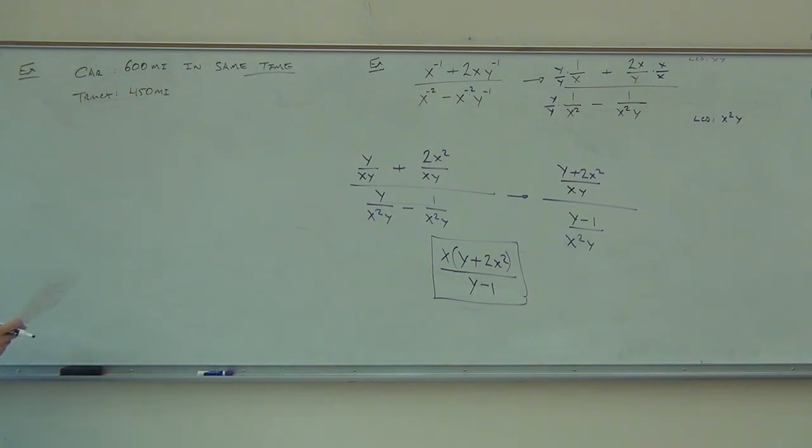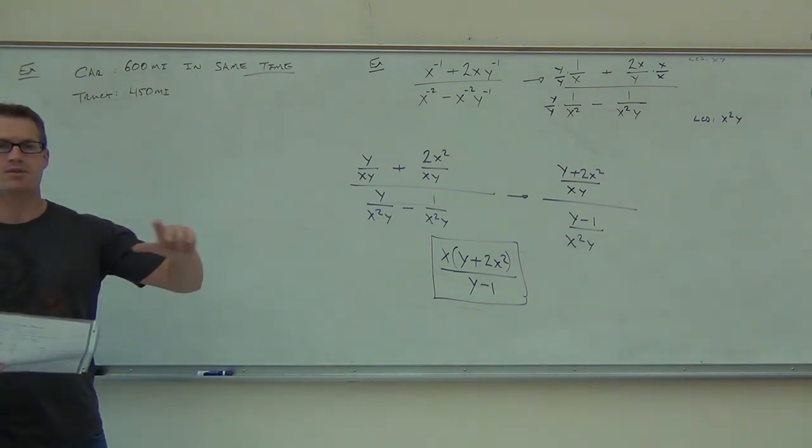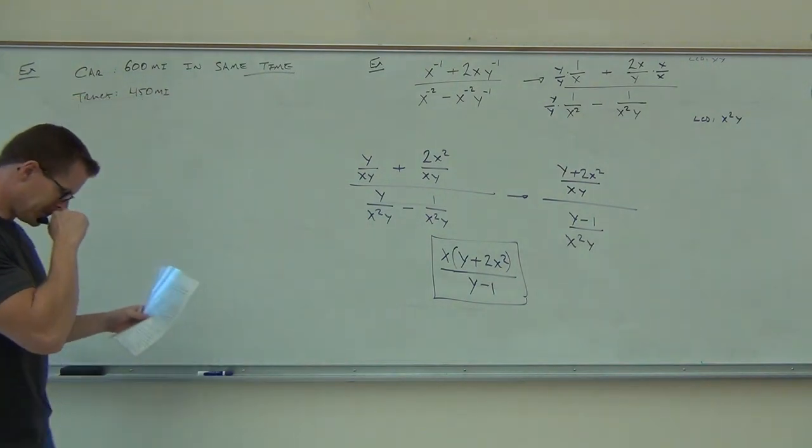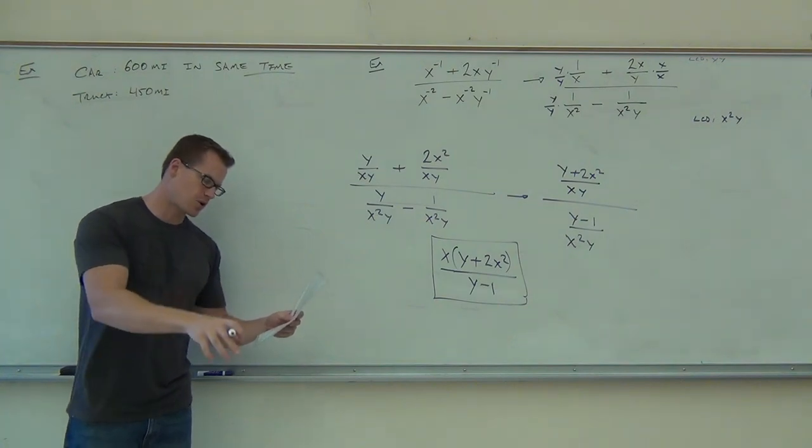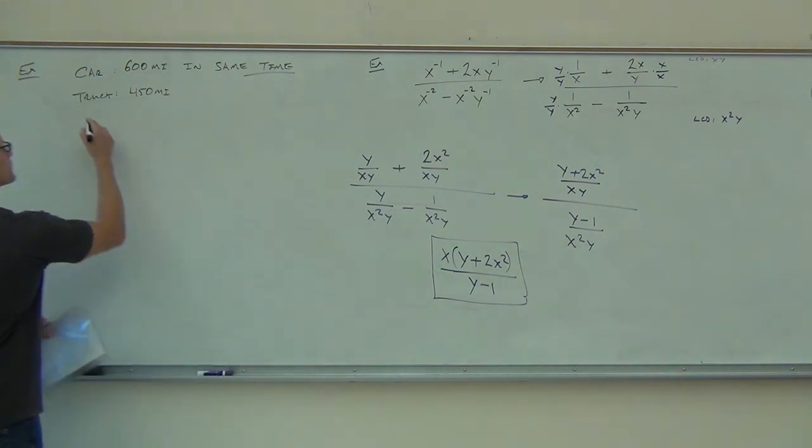So anyway, the car and the truck are traveling the same amount of time. The car's going to go further. What I want to know is, if the car's speed is 15 miles an hour more than the truck's, what are the two speeds?